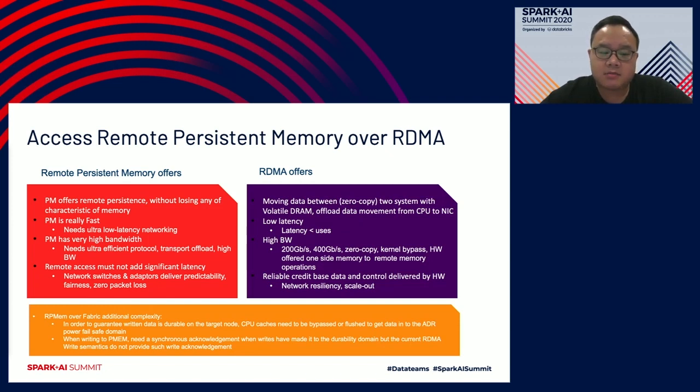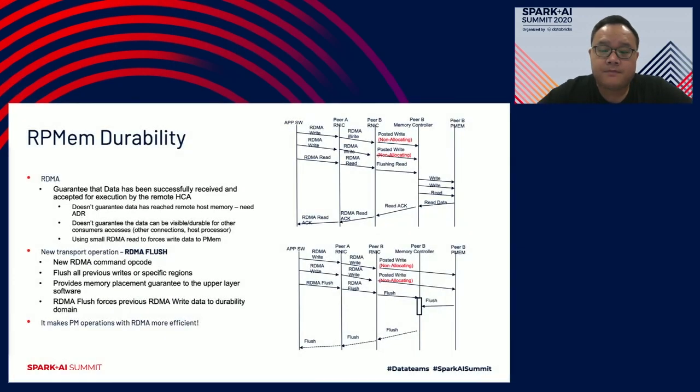But it does add some complexity. For example, traditional RDMA does not take data durability into consideration. So the CPU caches need to be bypassed or flushed to get data into the ADR domain. When writing to persistent memory, it will need a synchronized acknowledgement when the write has made it to the durability domain. But currently, RDMA write does not have such an acknowledgement.